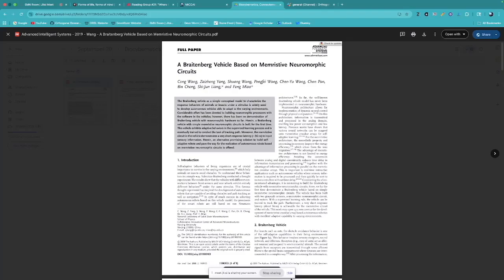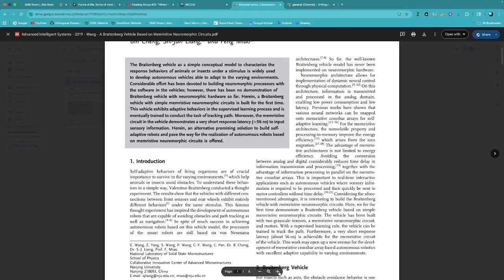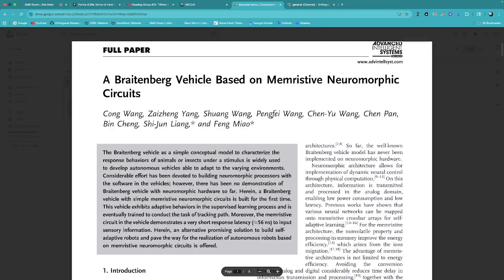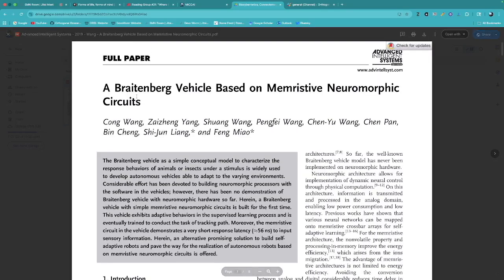This is an interesting paper because it's actually from 2020, but it is from a Chinese group, and they're doing this work with Braitenberg Vehicles. And the interesting thing about this is that they're basing a Braitenberg vehicle on memristive neuromorphic circuits.